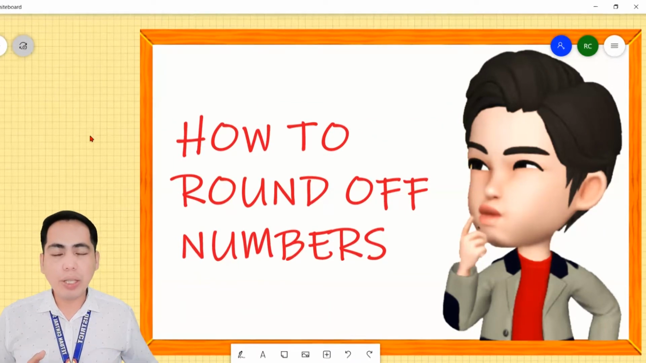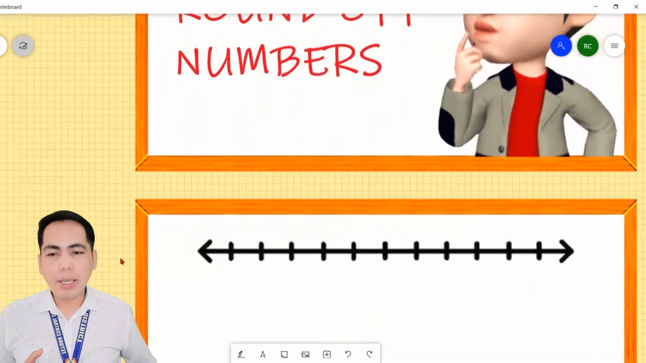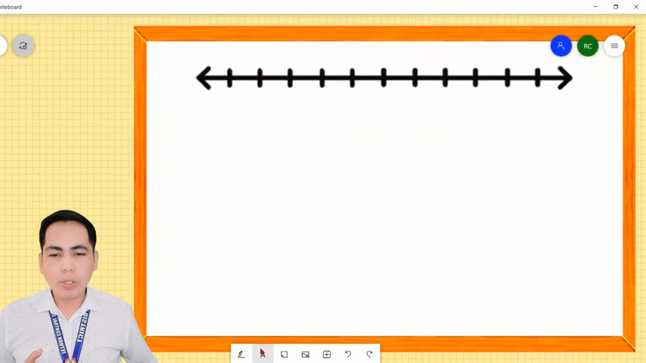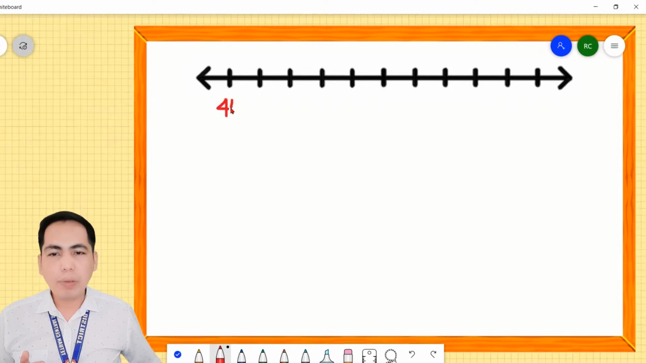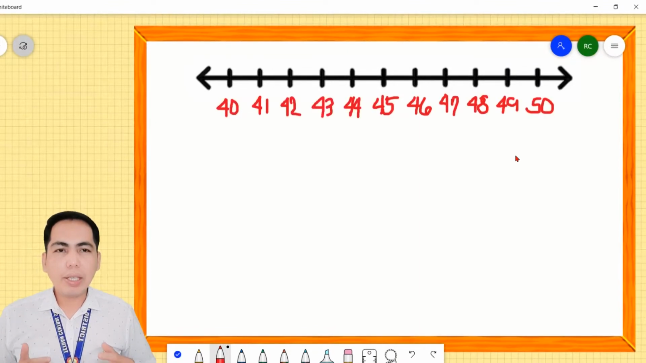First, we can use the number line. So let us say our number line shows the number 40 to 50. Now, in this example, we will be rounding off the numbers 41 to 49 to the nearest 10. Now, in rounding off numbers using the number line, we are just simply looking at the number into which the given number is closer to.